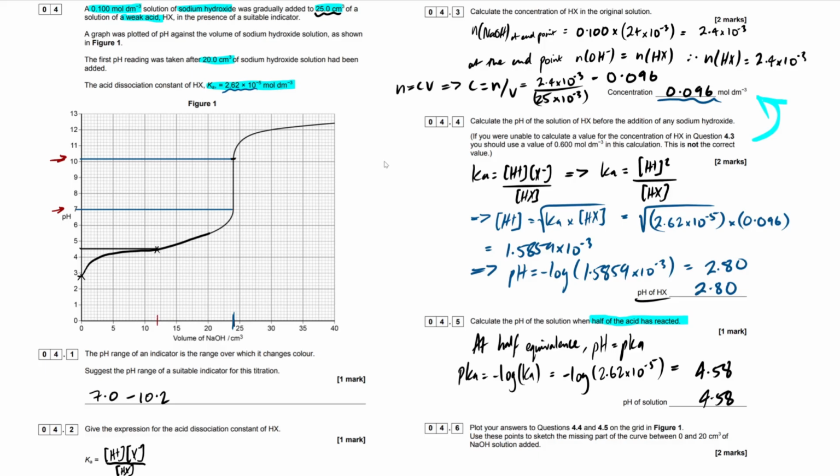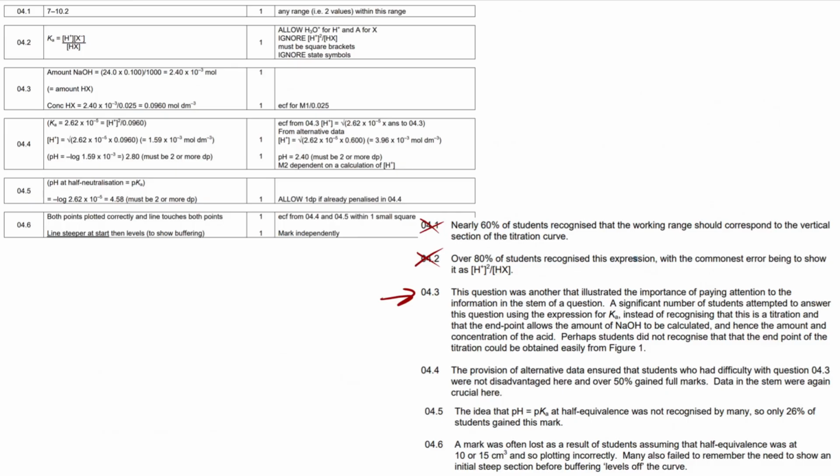Now, it's understandable why people would think to use the Ka expression here, because normally that's what you're going to be expected to do. But here, when they're given a titration curve, normally they're giving it to you for a reason. Just keep that in mind.